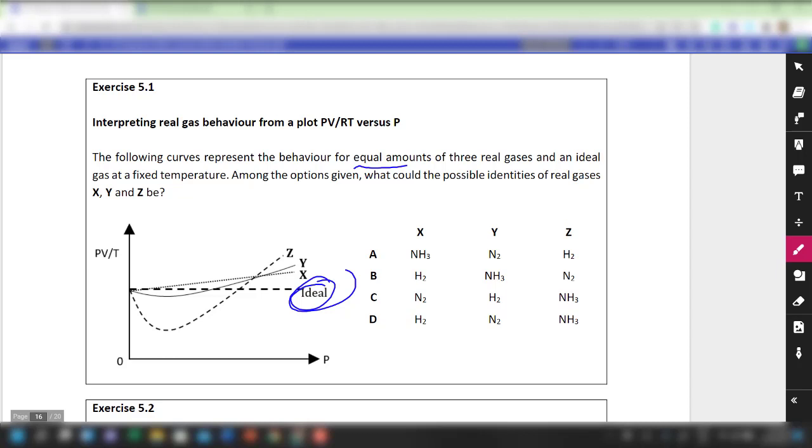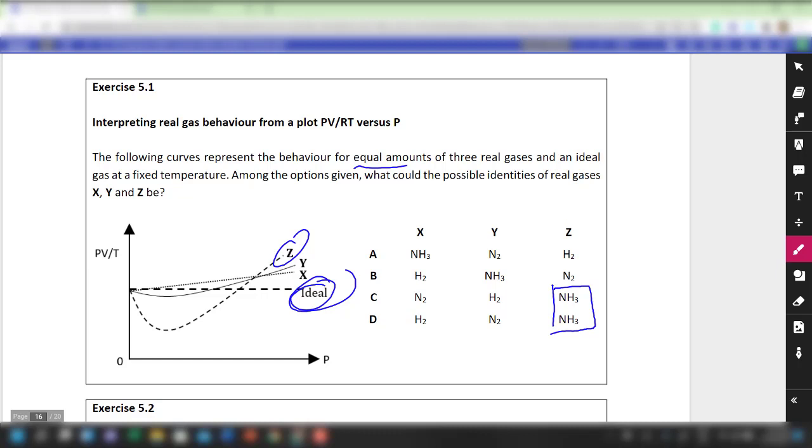The one which deviates the most will have the strongest intermolecular forces of attraction. So in that case, Z deviates the most. Definitely, amongst everything else, I should choose ammonia, because between ammonia, hydrogen gas, and nitrogen, ammonia forms the strongest intermolecular forces of attraction.